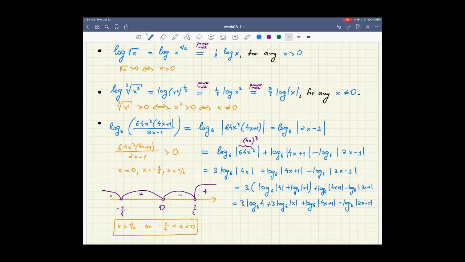Now, can we drop any other absolute values? Well, x is either to the right of 1/2 or between -1/4 and 0. I must keep this absolute value because x could be negative. And likewise, I have to keep this absolute value because even though if x is greater than 1/2, I can drop this absolute value, for a negative x, I must keep it.